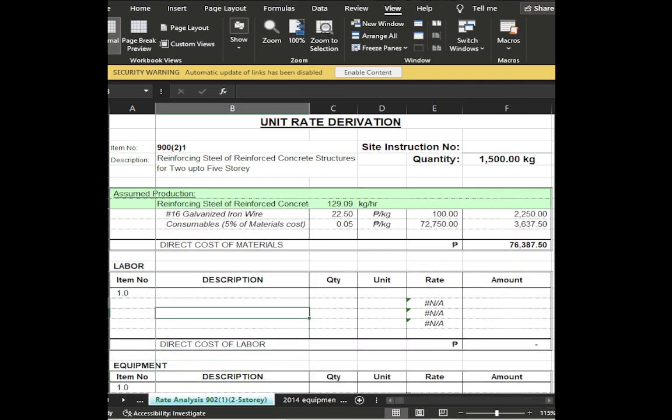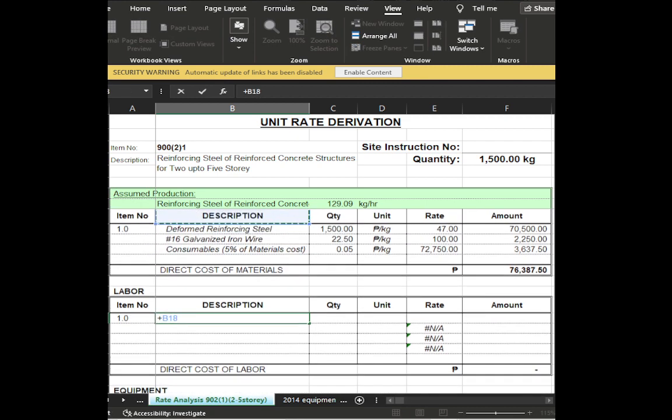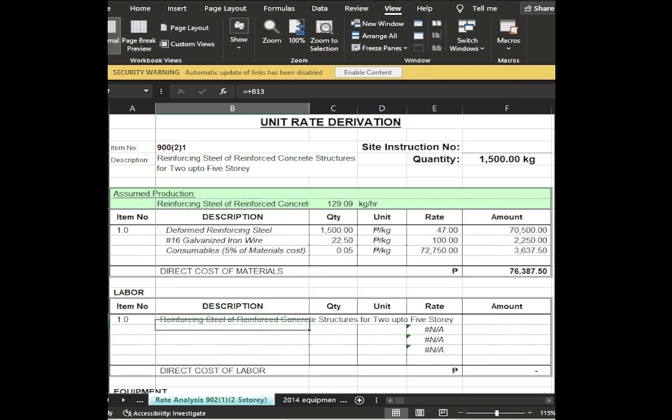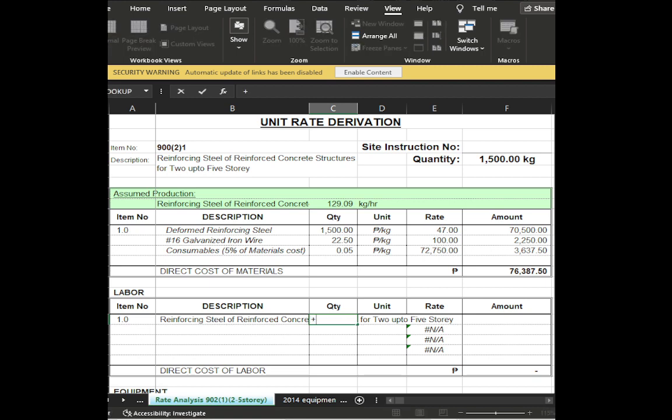So for our labor, we'll just put it this one first, guys. Our labor, then we will get the quantity, peso per kilogram also.